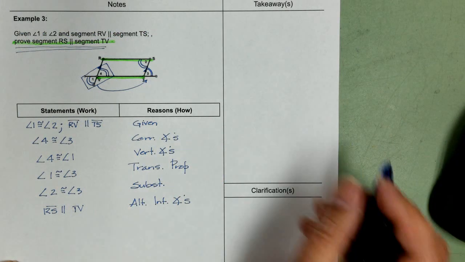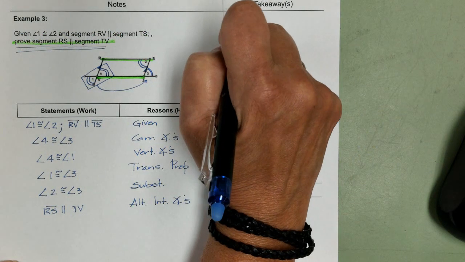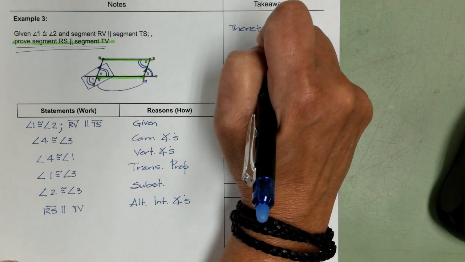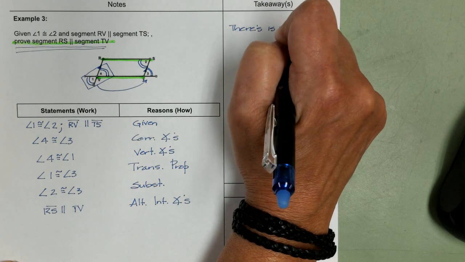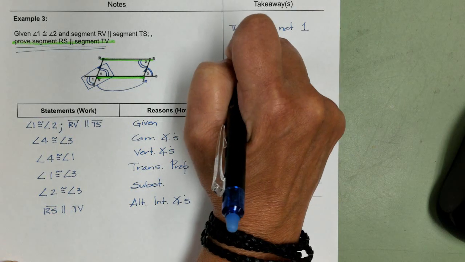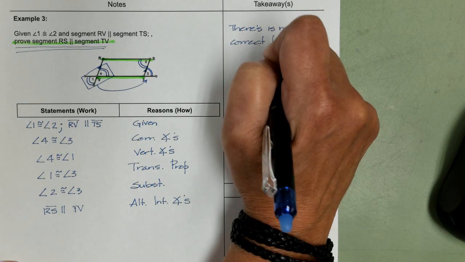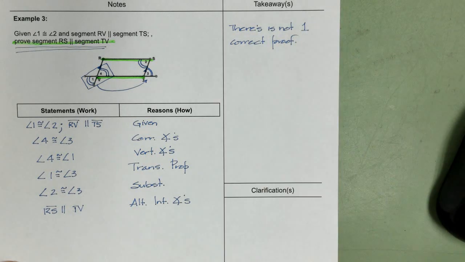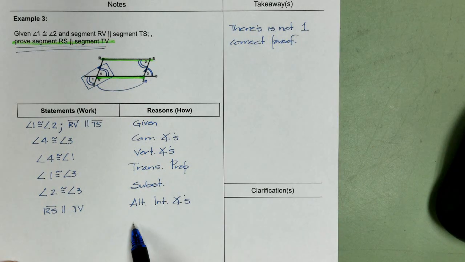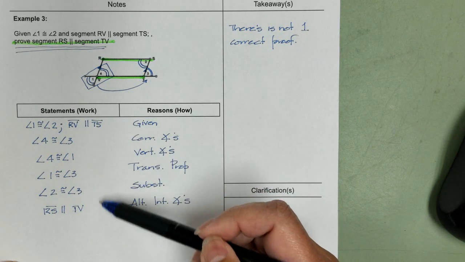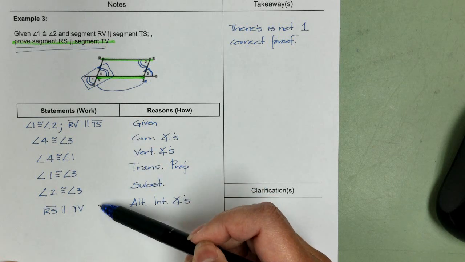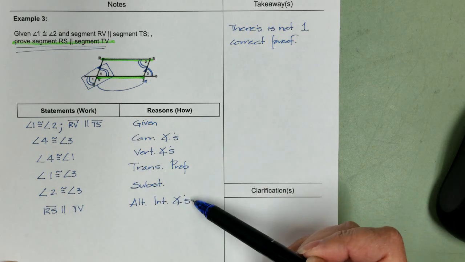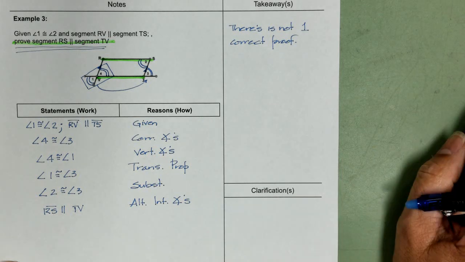There's a couple of takeaways I want you to know, is that there is not one correct proof. In other words, the way I have this laid out is not necessarily the only way to lay this out. Okay? And that is one of the frustrating things with your proofs. So as long as your steps are logically in order and you support it with your reasons, you should have a solid proof.